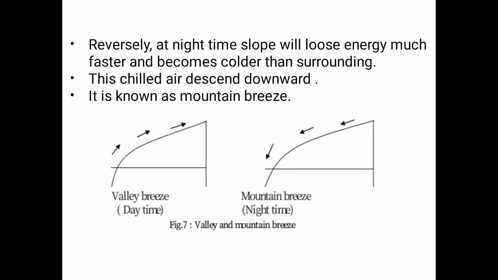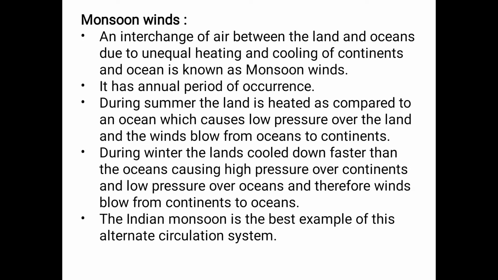Conversely, at night the slope loses energy much faster and becomes colder than the surroundings, and this chilled air descends downward, which is known as the mountain breeze. So this second type of local wind, the valley and mountain breeze, is also shown in the picture. Then the next type of wind is the monsoon wind.